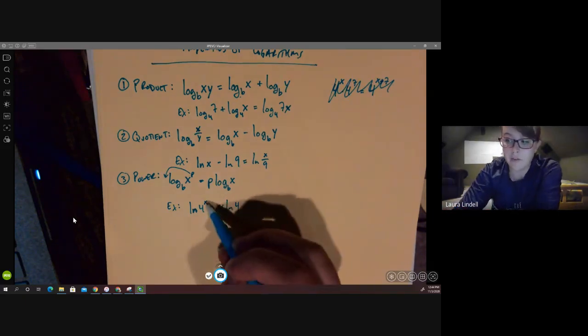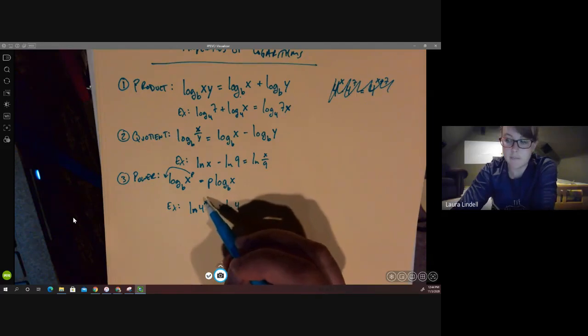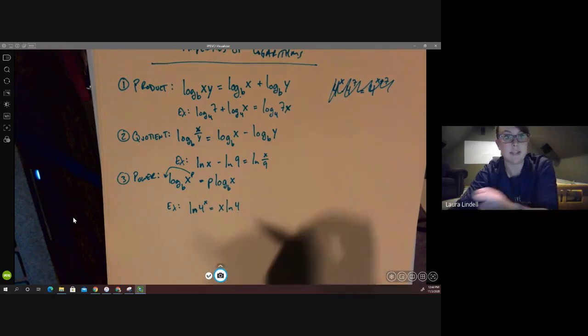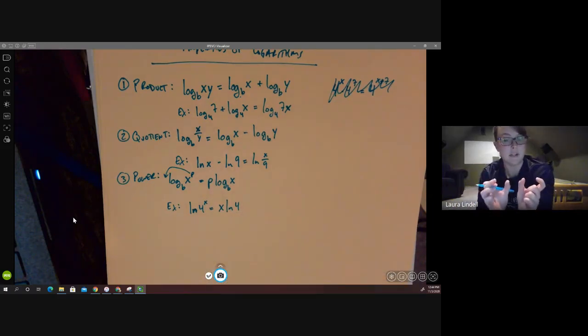If I want to take something that's in the exponent and bring it down, I can take the natural log of both sides of the equation, and that'll bring my exponent down so that I can work with it and solve for it a little bit easier. So that's going to be something that's really useful for us later.